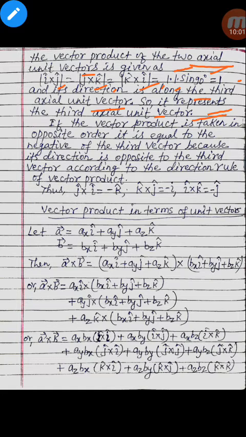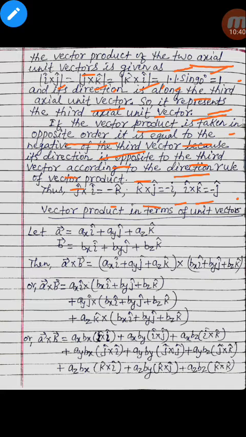If the vector product is taken in opposite order, it is equal to the negative of the third vector, because its direction is opposite to the third vector according to the direction rule of vector product. We know that i cross j equal to k, but j cross i will be minus k because its direction is just opposite to i cross j. Similarly, k cross j equal to minus i, and i cross k equal to minus j.